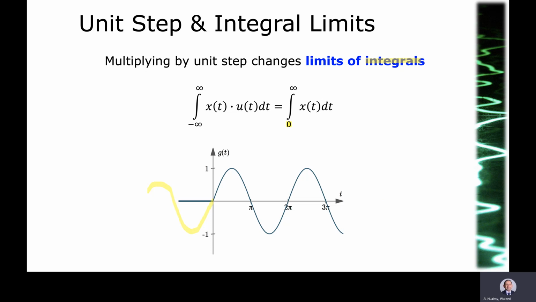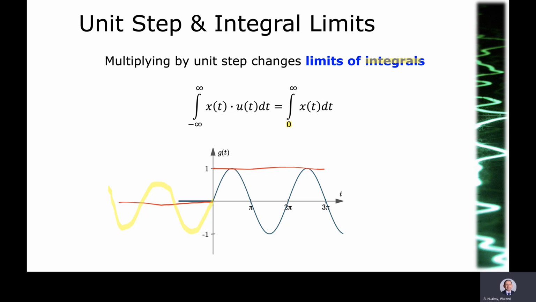When you multiply x of t by a unit step, what you're doing is you're multiplying it by 0 for all negative time. So for all time less than 0, you're multiplying it by 0. And for all time greater than or equal to 0, you're multiplying it by 1. So that has the effect of erasing or forcing to 0 your signal for negative time. So it's converting x of t into a causal signal, g of t. So x of t was non-causal because it was a sine wave, but it's become a causal signal because it's 0 for negative t.